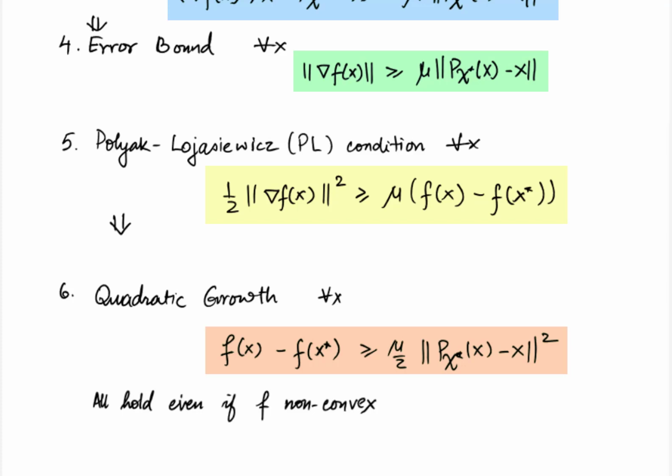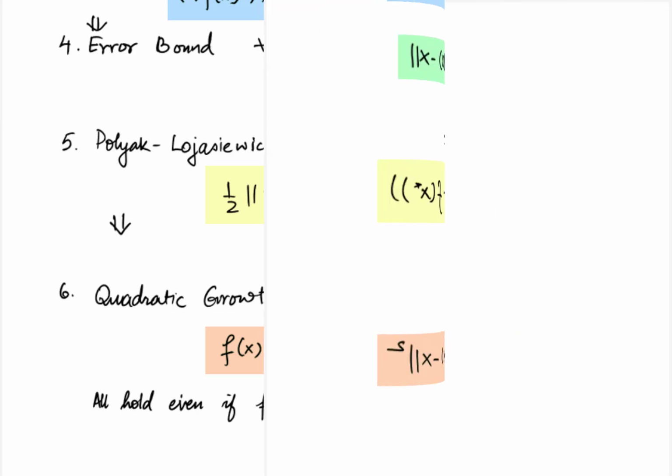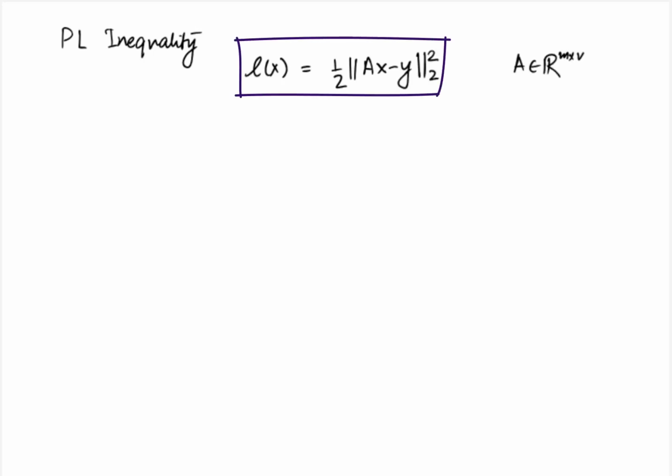However, there is a lot of literature where people try to extend the results obtained for strongly convex settings to settings where only some of these inequalities hold. The Polyak-Lojasiewicz or the PL inequality that we have earlier seen is particularly interesting. Let us see if the least squares objective that we saw earlier satisfies the PL inequality or not. Recall that for the least squares problem, the loss function is given by half norm square of Ax minus y. Suppose that the rank of A, which is an m cross n matrix, is equal to m, which is less than n, so that it is an underdetermined system of equations.